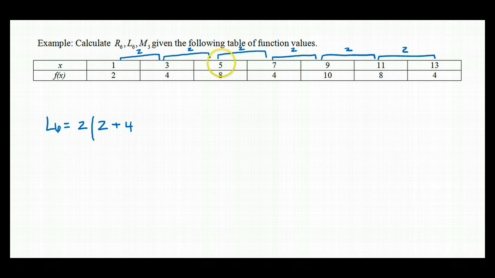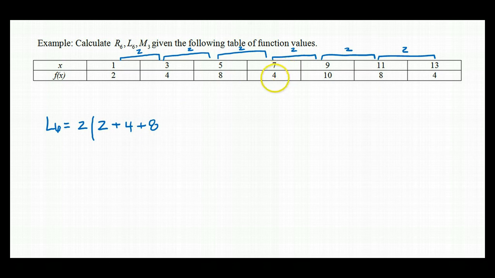So now the next one. So over the next rectangle, the width is 2 between 5 and 7. Between 5 and 7, the leftmost point is 5. So the function value at 5 is 8. So that defines my next height.